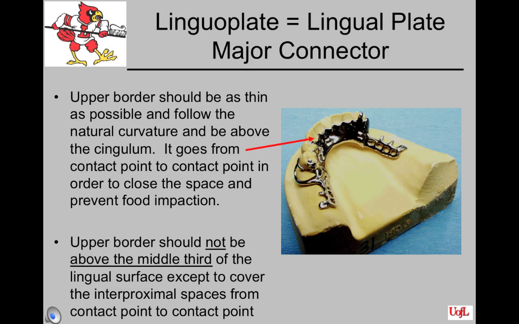The superior edge of the lingual plate is knife edge so that it does not create ledges on the teeth, which would interfere with the tongue. It needs to be a smooth transition between the plate and teeth. The upper border should not be above the middle third of the lingual surface, except to cover those interproximal spaces from contact point to contact point.